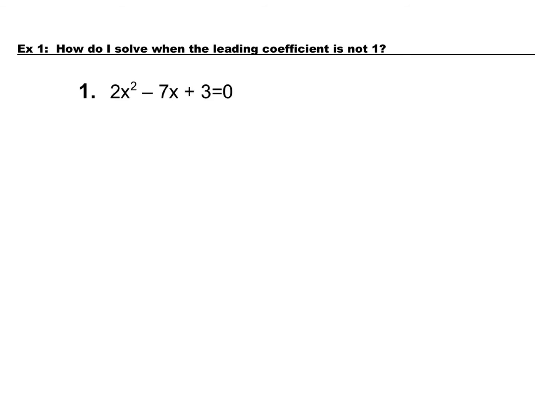In this lesson, we're going to solve equations when the lead coefficient is not 1. All right, so let's go ahead and solve an equation like 2x² minus 7x plus 3 is equal to 0. So remember, we're going to start by factoring into two binomials.